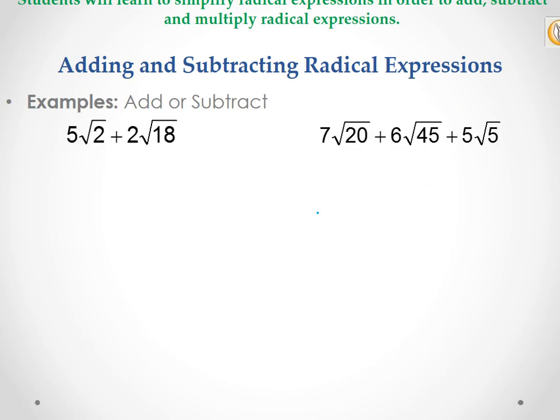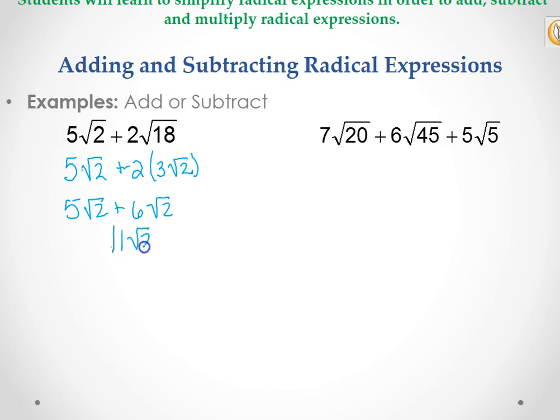All right, so we got to look, do we have any of the same like terms? No. But we do know that 18 is really the square root of 9 times 2. The square root of 9 is 3. So we have 5 square roots of 2 plus 2 times 3 square roots of 2. Because the square root of 18 is the square root of 9, which is 3, times the square root of 2. So we've got 5 plus 2 times 3. Well, 2 times 3 is 6, so I have 5 square roots of 2 plus 6 square roots of 2, which gives me 11 square roots of 2.